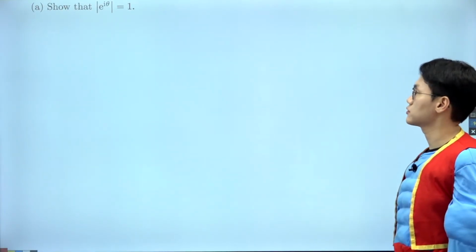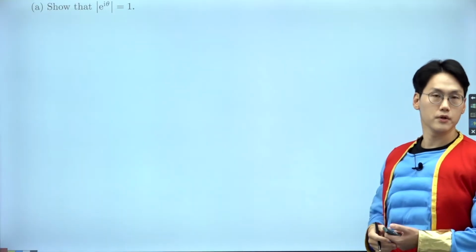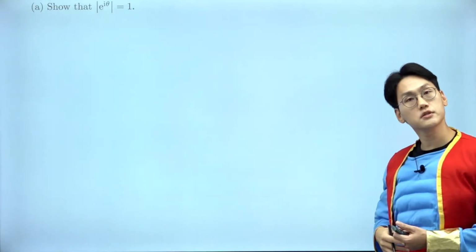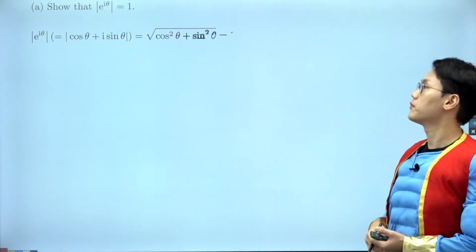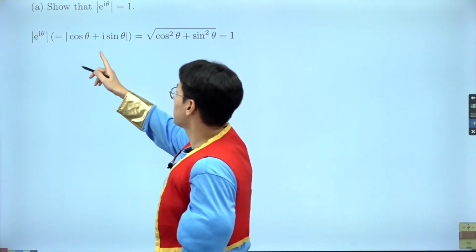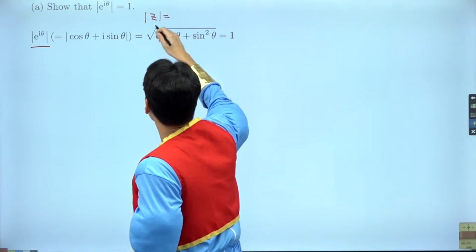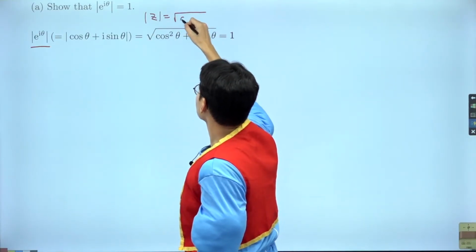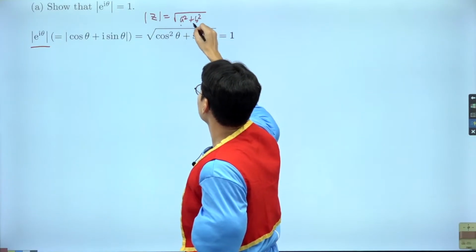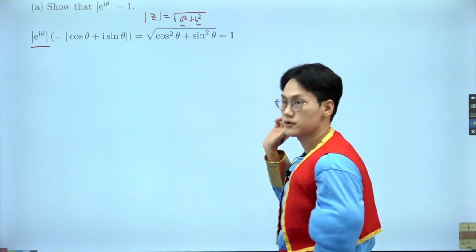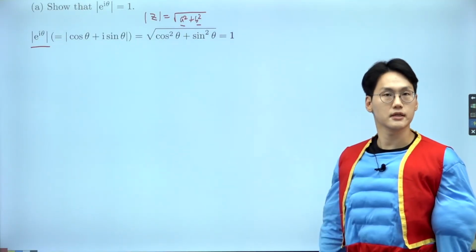What we have to do is show that the modulus of the Euler form is equal to 1, which we can easily show by using the polar form, the cis form. The definition of the modulus of a complex number is the square root of a squared plus b squared, where a and b are the real and imaginary parts. So now I can use the Pythagorean identity to realize that it's equal to 1.